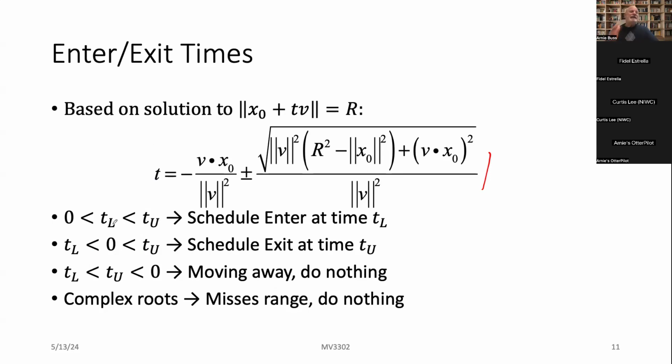In the implementation, you have to worry about it a little bit, but that's just more fussing. Typically, you're going to have a lower root and an upper root, or no roots. So if you have no roots, you miss the range, you do nothing. If the lower is less than the upper, we schedule the enter at the lower. If the lower is negative, but the upper is positive, we schedule the exit at the upper time. And if they're both negative, they're moving away, and so we do nothing.